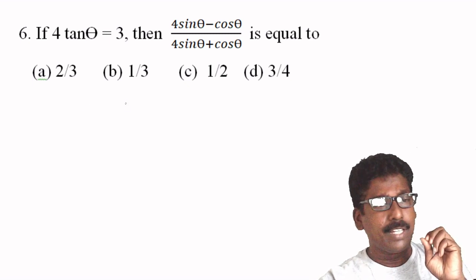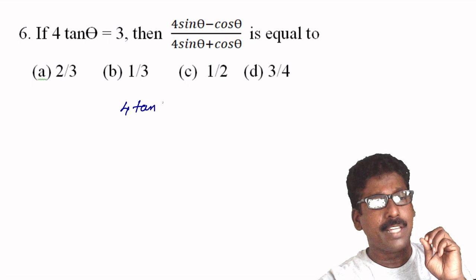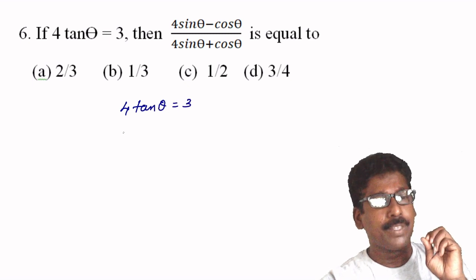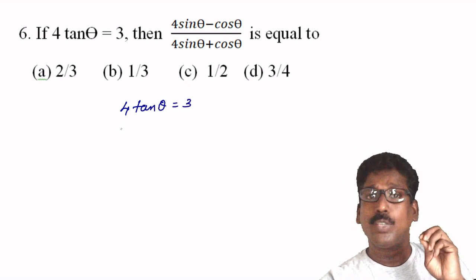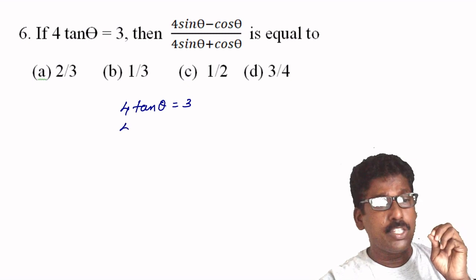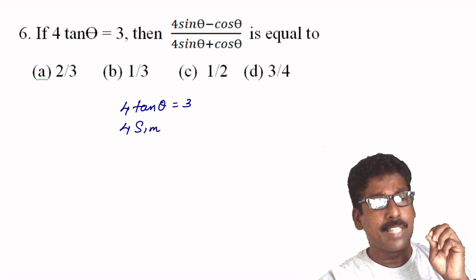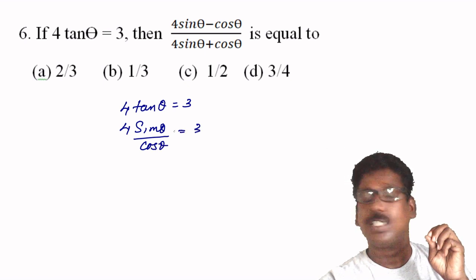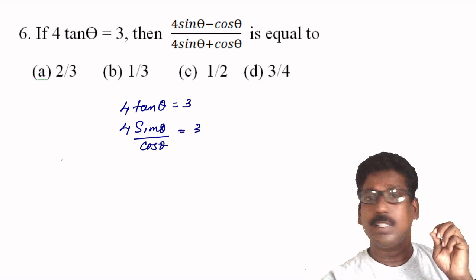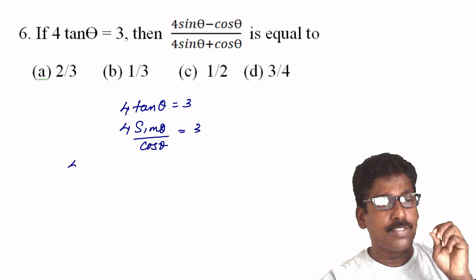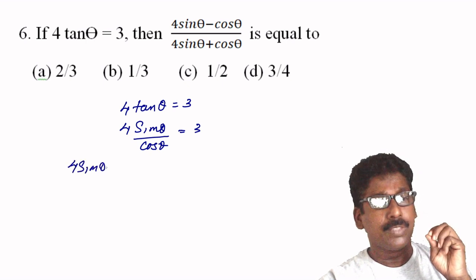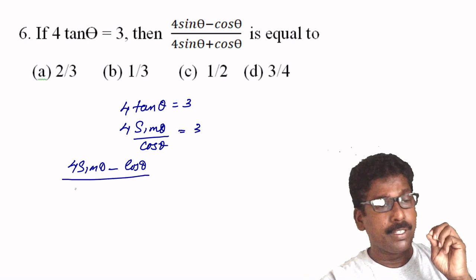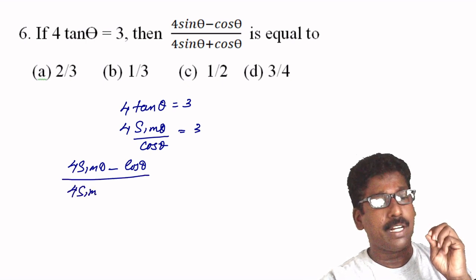It is given that 4 tan theta is equal to 3. Tan theta, you know, it is sin theta by cos theta. So this you can write as 4 sin theta by cos theta, which is equal to 3. Now look at the question. It is 4 sin theta minus cos theta divided by 4 sin theta plus cos theta.